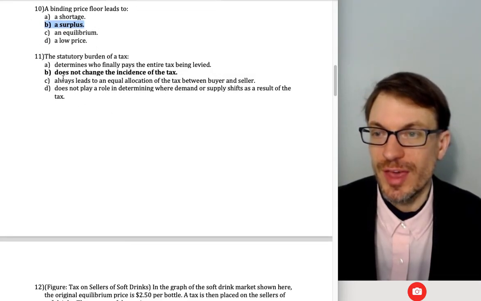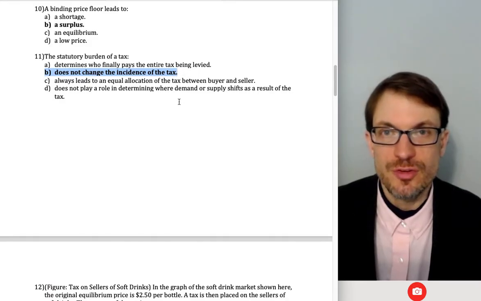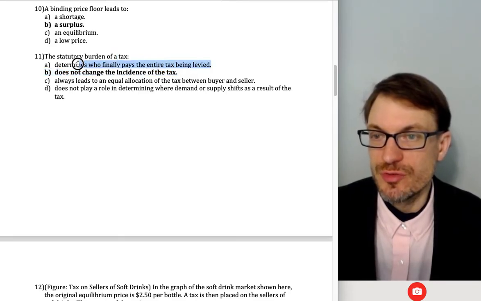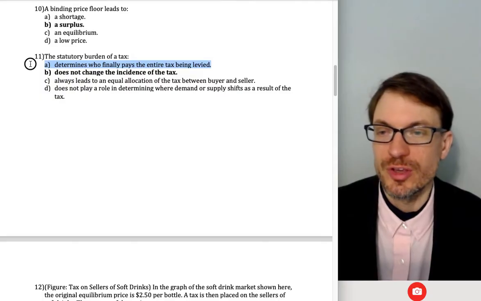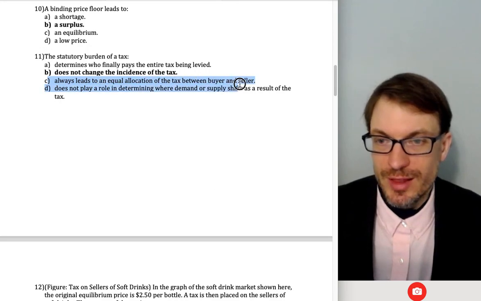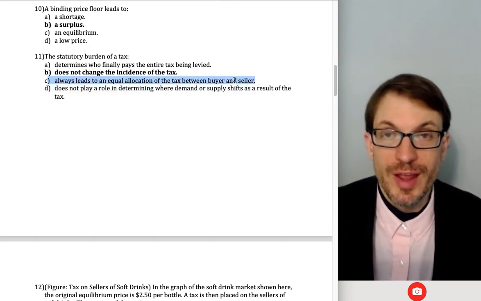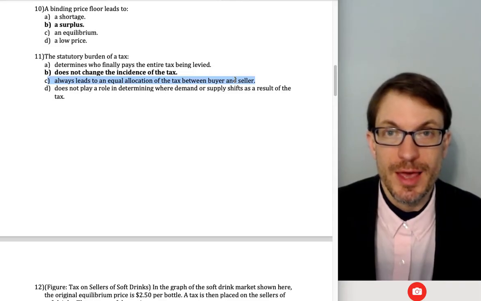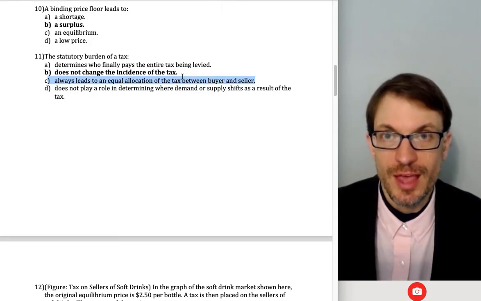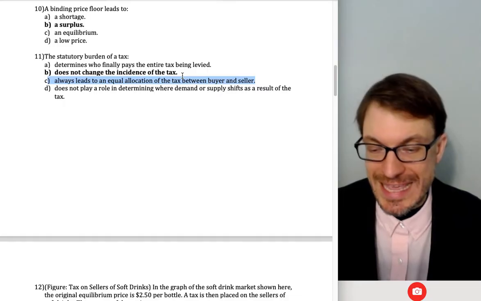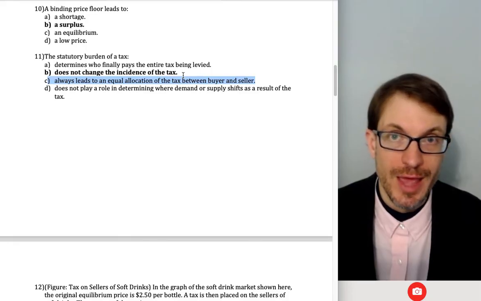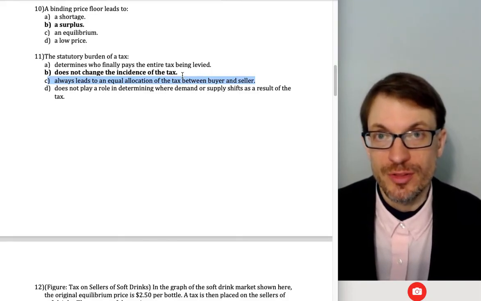The statutory burden of a tax is irrelevant for tax incidence. The statutory burden of the tax just says who's transmitting the payment to the government, right? So it's not what determines who finally pays the tax being levied. It just determines who's actually sending the money to the government. Always leads to an equal allocation of the tax between buyers and sellers? No. When does that happen? If demand and supply have the same slope, which is a good proxy for their elasticity. Remember, it's whichever side of the market is more inelastic. If demand is more inelastic, then it's less responsive to the price change caused by the tax. Buyers, on average, pay the tax and therefore bear the burden of the tax.